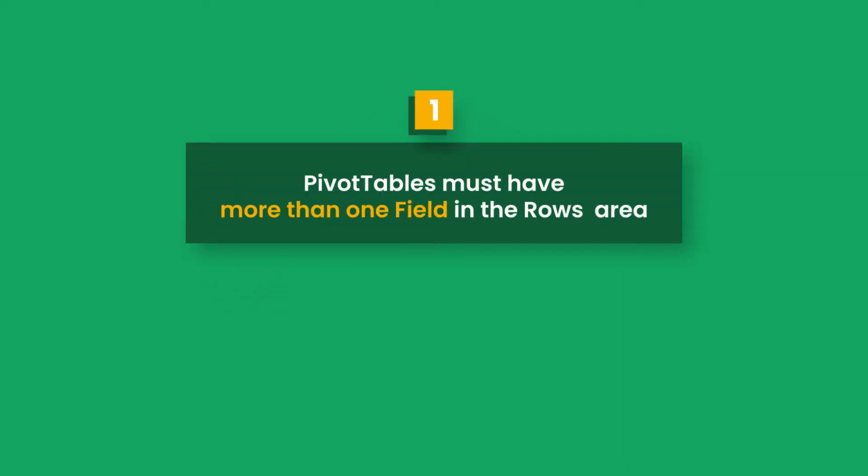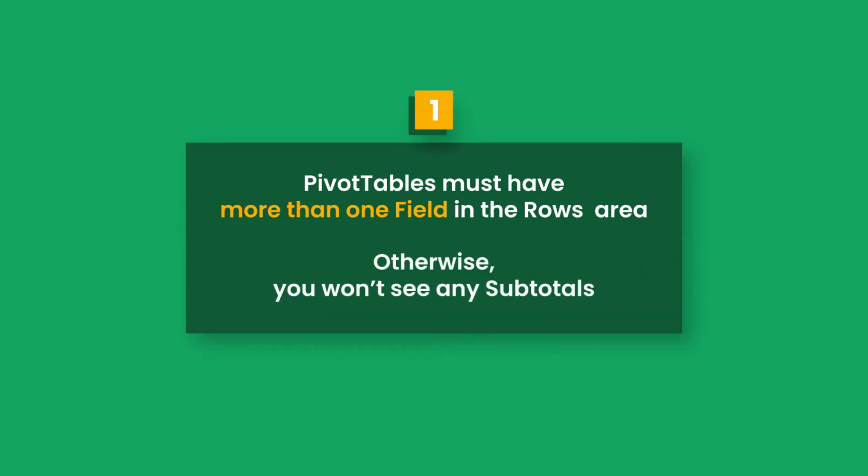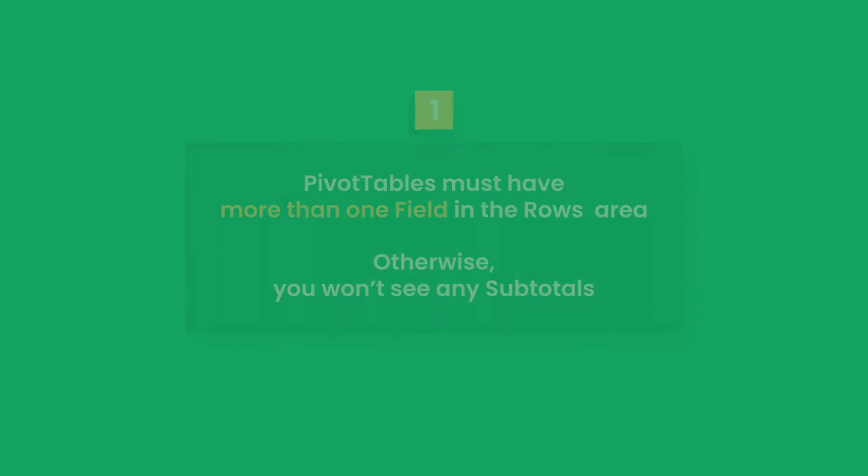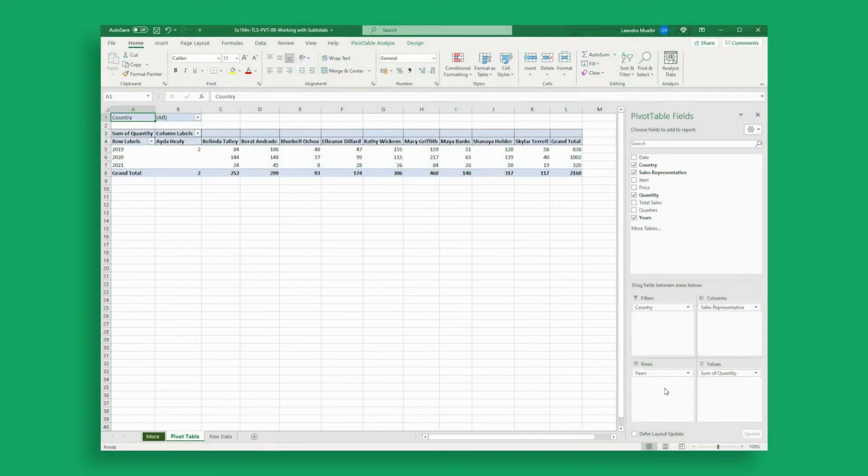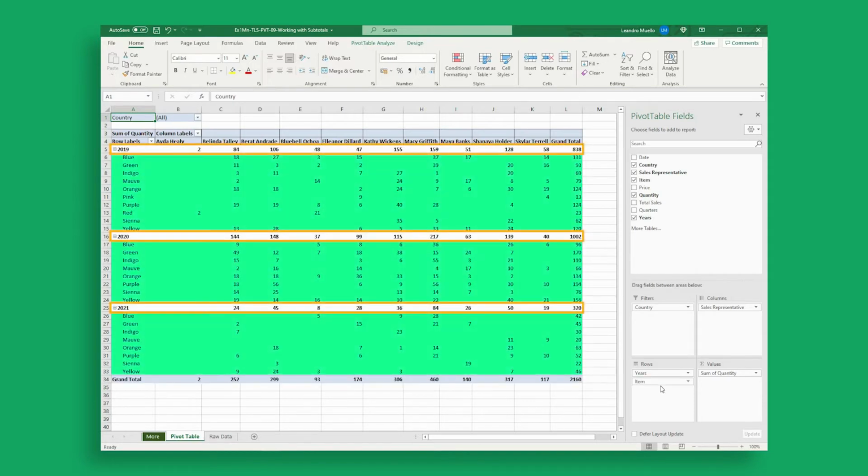First, your pivot table must have more than one field in the rows area. Otherwise, you won't see any rows subtotals. Take a look at this pivot table. It does not have subtotals since the years field is the only field in the rows area. If we add another field, then we will have subtotals in our pivot table.